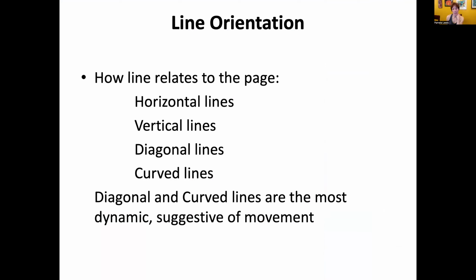Line orientation, how line relates to the page. Horizontal lines, those go straight across, left to right. Vertical lines, up and down. Diagonal lines, from corner to corner, and curved lines, right? Moving in sort of rounded forms. Diagonal and curved lines are the most dynamic, meaning they suggest movement.